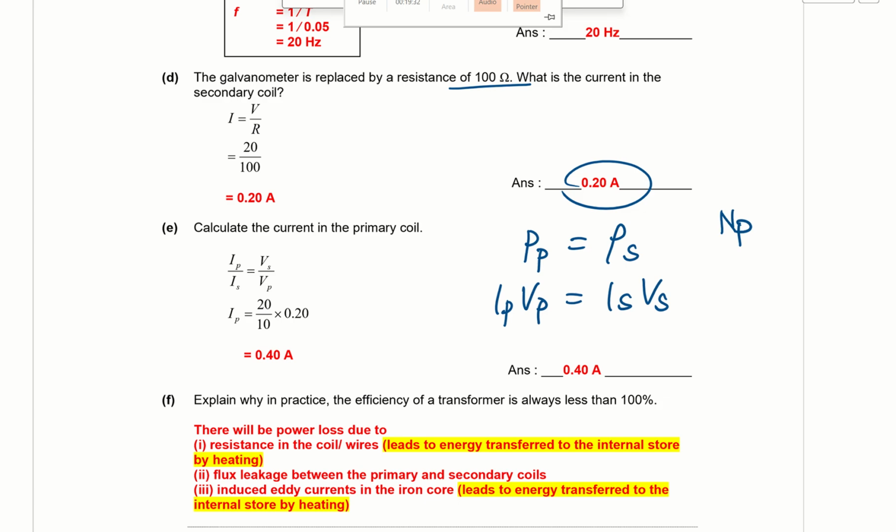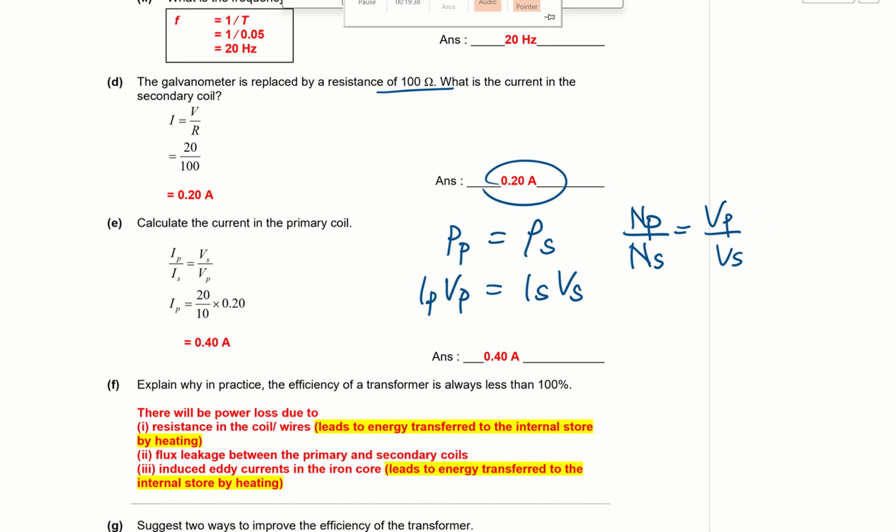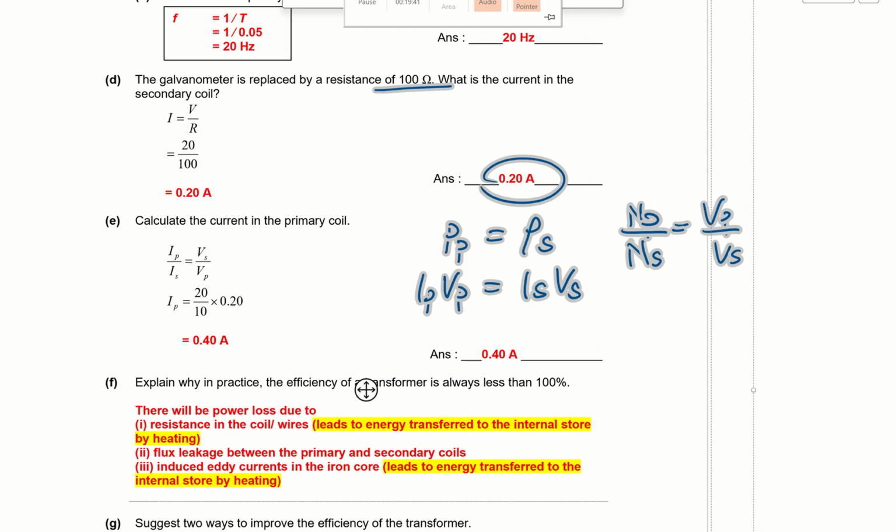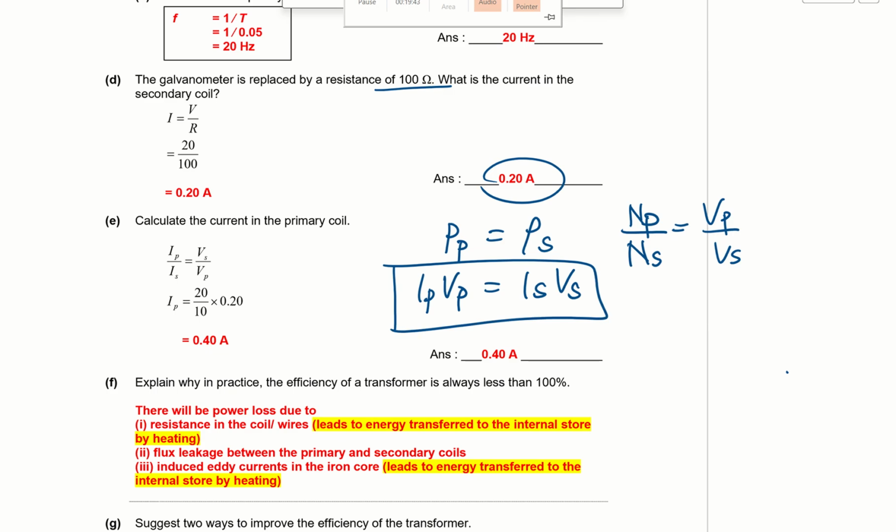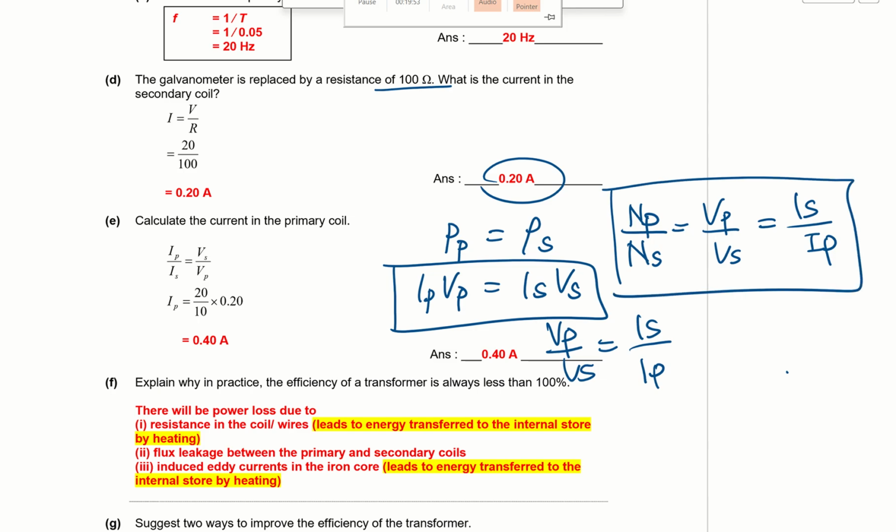So we can actually have this relationship. Remember, NP over NS is equal to VP over VS. And if I were to make VP over VS in this formula, I will then get IS over IP. This is the formula that links NP, NS, VP, VS, IS and IP if it is an ideal transformer. So with this, I can get 0.40 ampere.